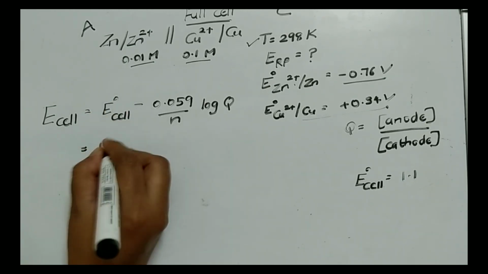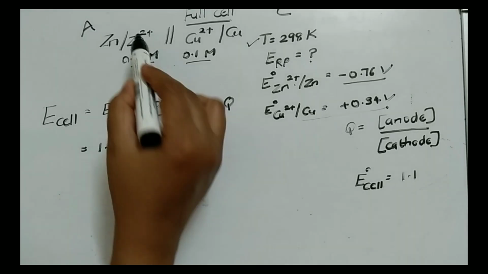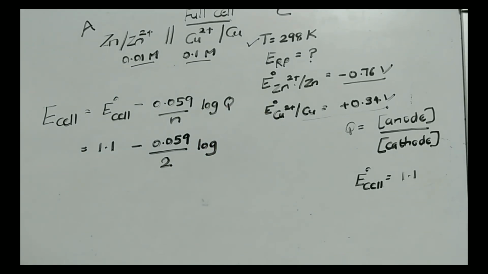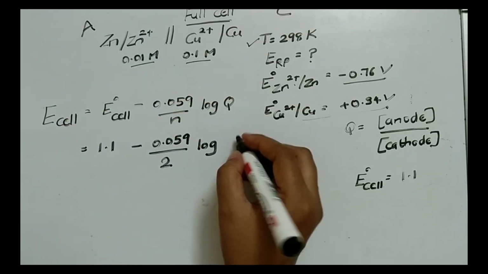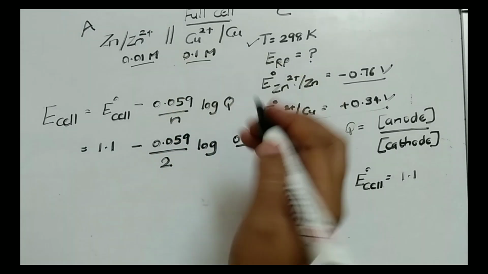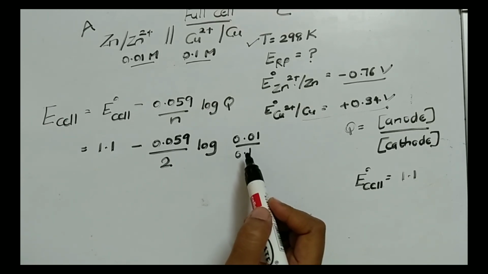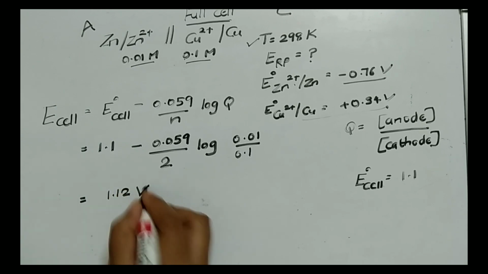So E degree cell is 1.1 minus 0.059 upon n. The number of electrons is 2. Log of what is the Q value now? Q is anode by cathode, the concentration of anode by the concentration of cathode. So the concentration of anode is 0.01 upon the concentration of cathode, 0.1. Hope you can calculate this. Finally, calculate and you get the value as 1.12 volt.